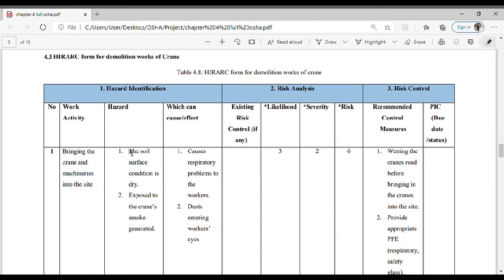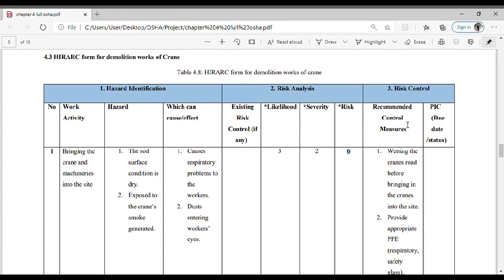The hazards are that the soil surface condition is dry, and exposure to the crane smoke generated. This can cause effects. First, it causes respiratory problems to the workers. Next is dust entering workers' eyes. The likelihood of this hazard is 3, the severity is 2 and the risk is 6. By multiplying 3 and 2, we got a risk of 6.